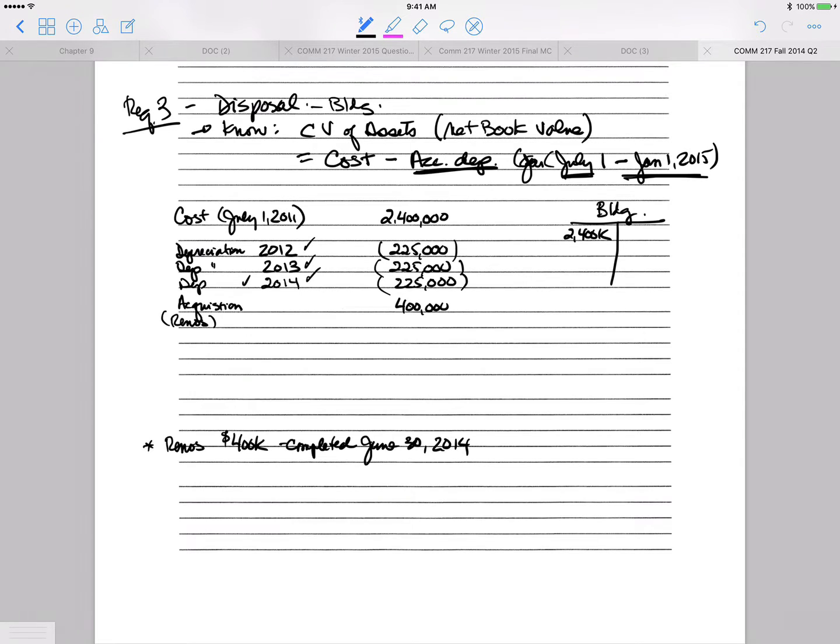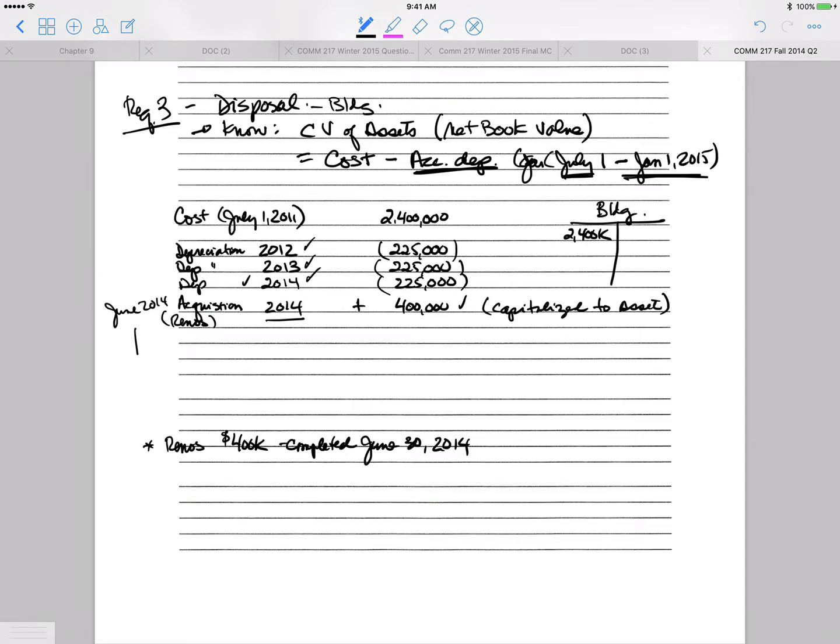This reduces the cost of the building. This is added back or capitalized to the asset. Okay, so at this point, we've got a cost, we've got some depreciation, we've added back $400,000, and this brings us to the end of 2014, June 30th, 2014.